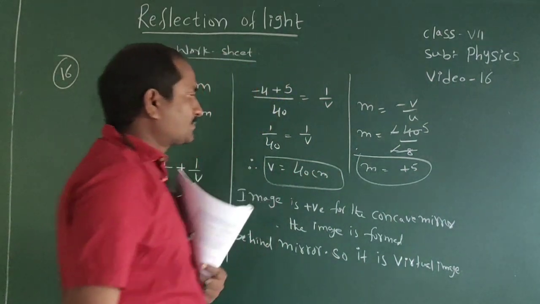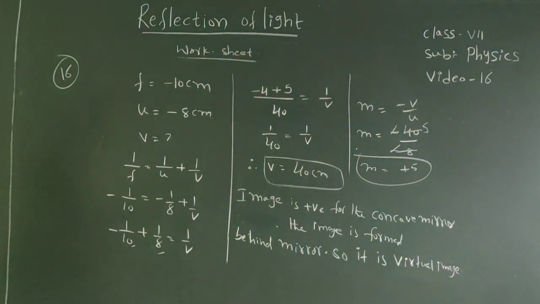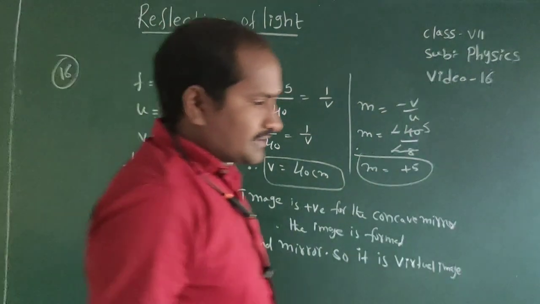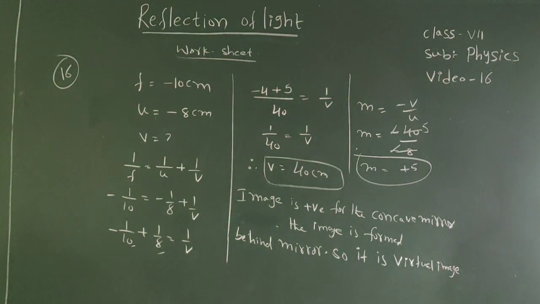So if m is positive, image is virtual. If m is negative, image is real. So here also m we got positive. So that's why it is a virtual image.